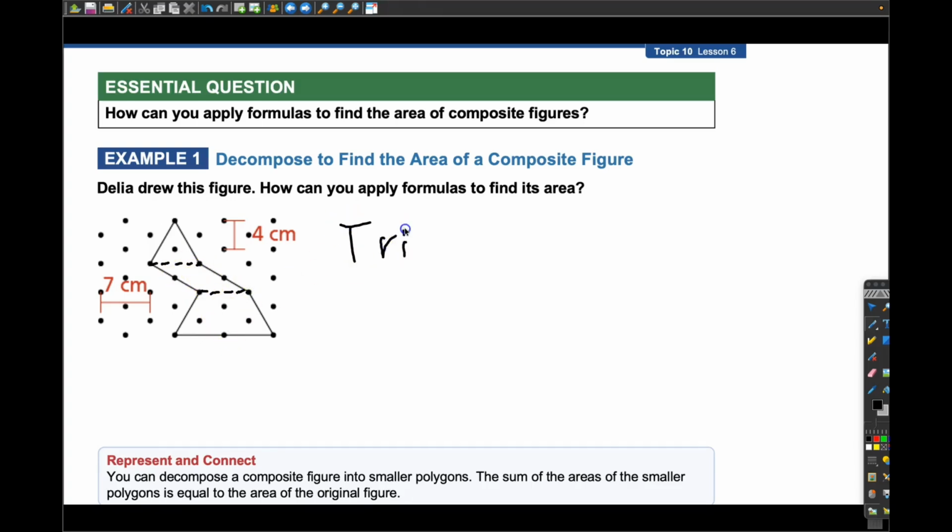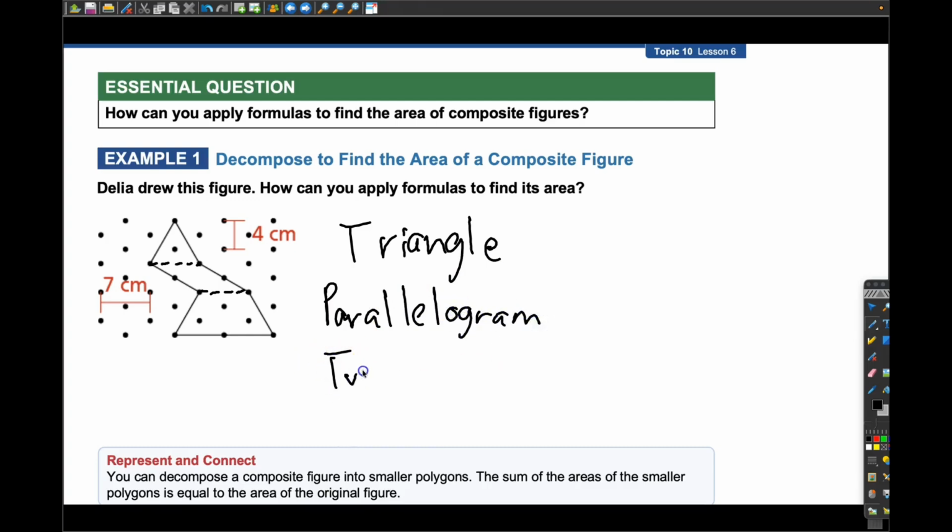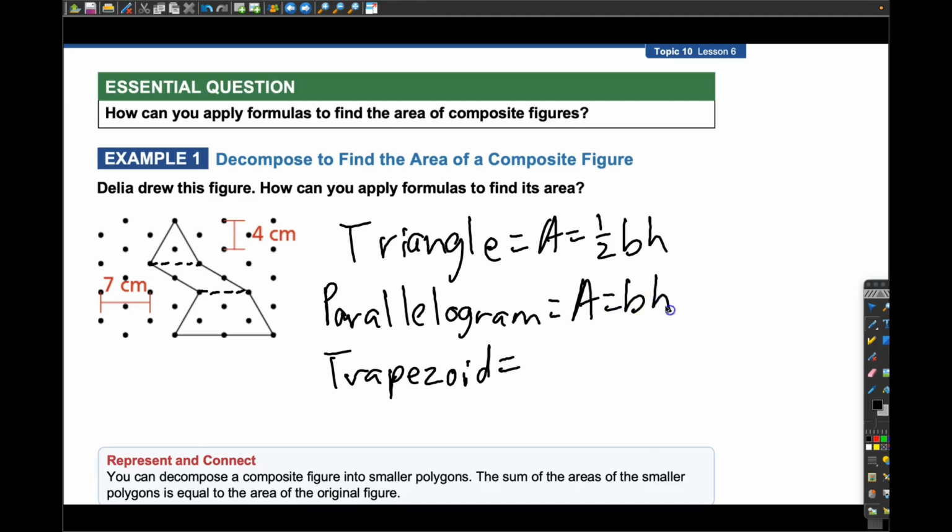So triangle, parallelogram, and trapezoid, which we know all the formulas for. A equals 1/2 BH, A equals BH, and A equals 1/2 times in parentheses B1 plus B2 times height. Okay?